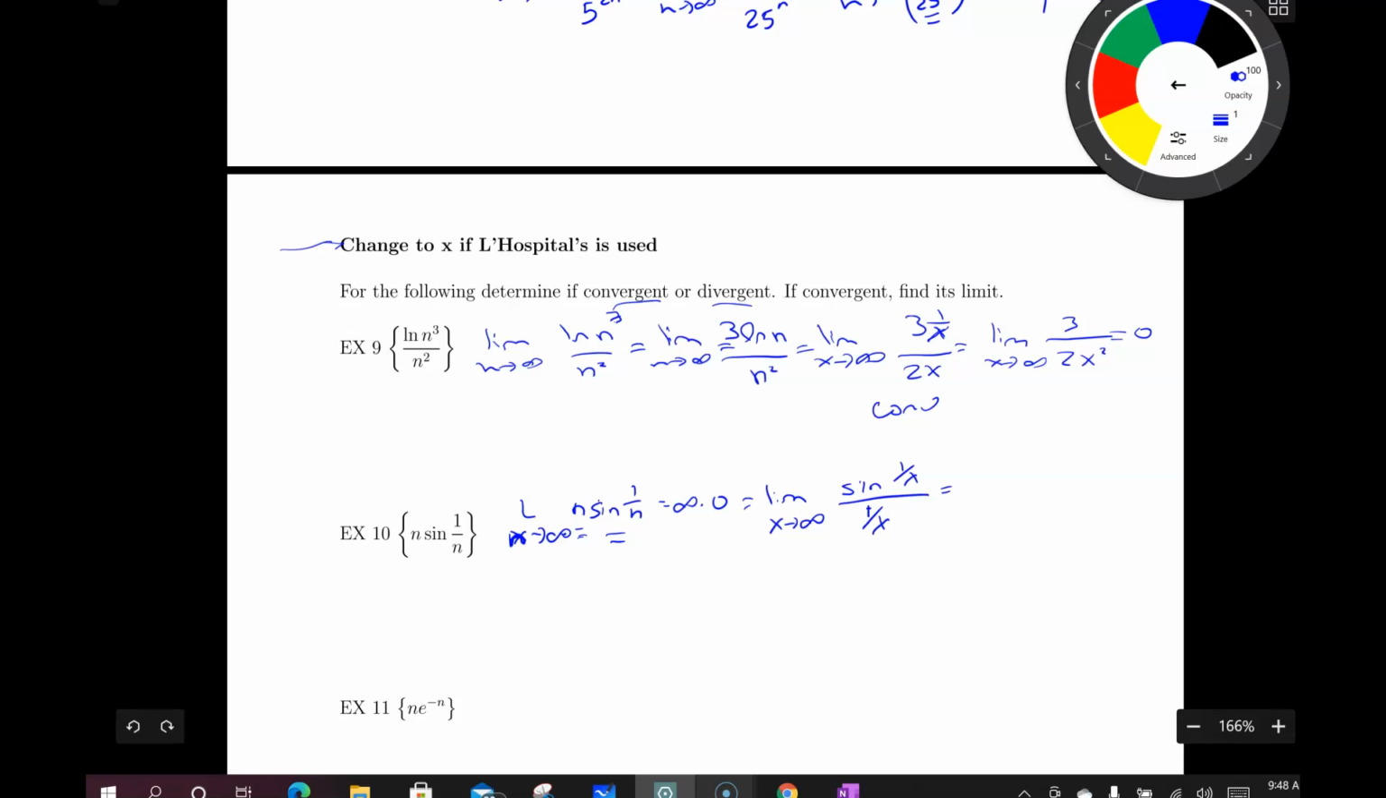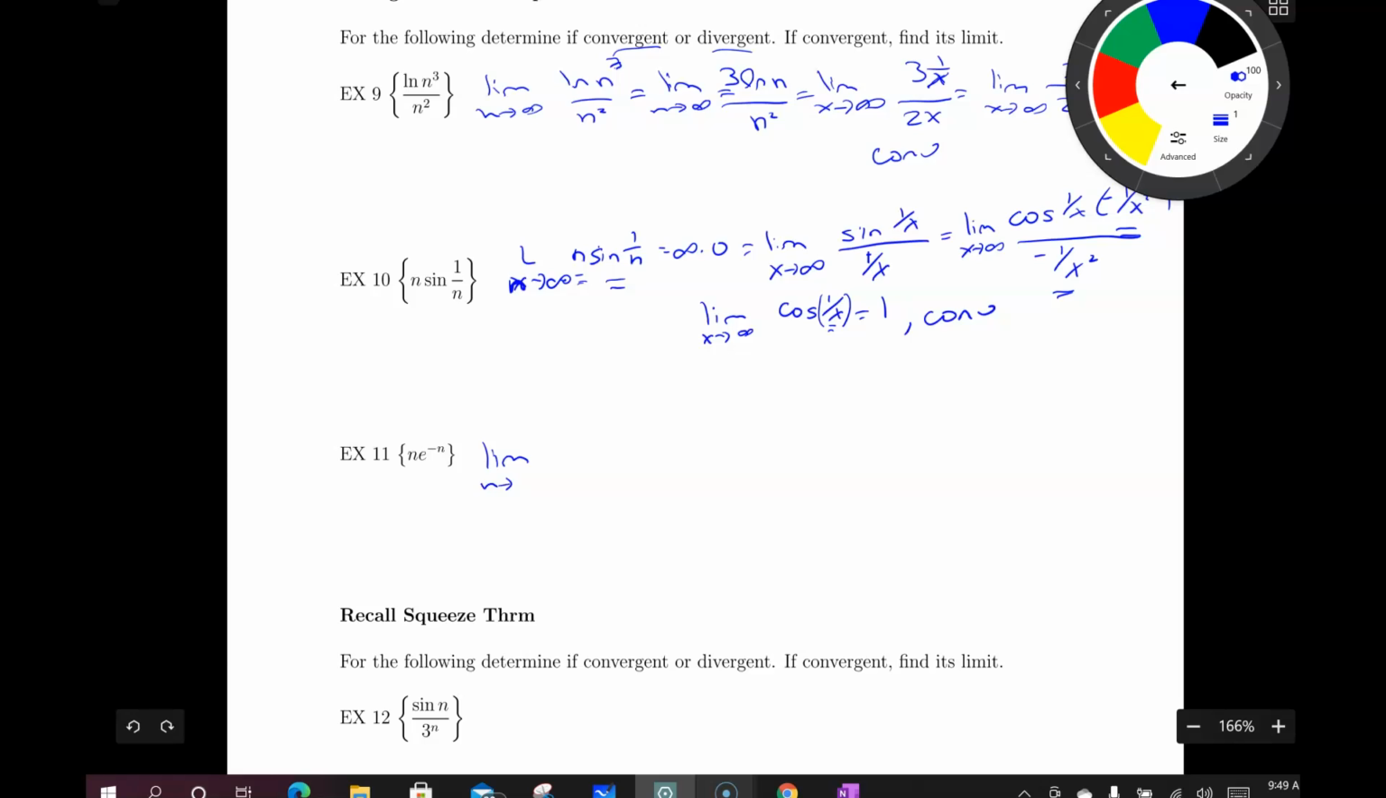Now it's ready to do L'Hopital's, right? If I plug in infinity, I get 0. Sine of 0 is 0. 1/infinity, 0. So doing L'Hopital, I get cosine of 1/x, derivative of 1/x, -1/x squared, -1/x squared. So you can see these two things will cancel. So what I'm left with is cosine of 1/x. So now evaluate it, put in infinity, I get 0 inside of cosine. Cosine of 0 is 1, so it converges to 1.